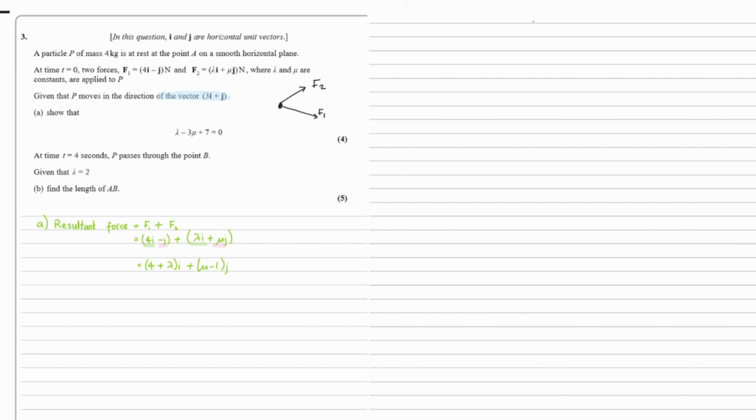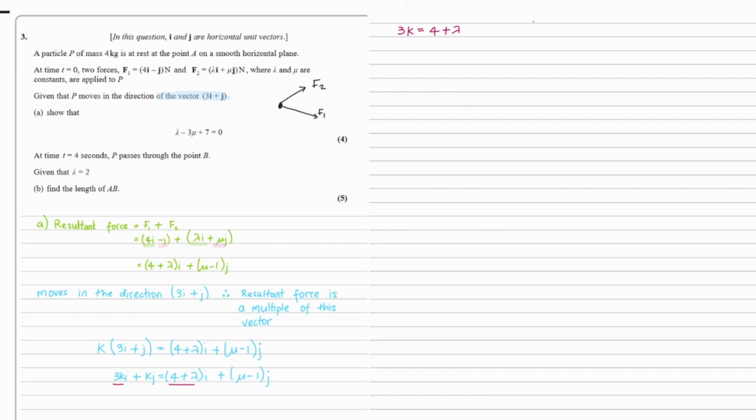Because we're told that P moves in the direction of vector 3i plus j, this means that the resultant force is going to be a multiple of this vector. We can therefore write the multiple as k and then put our 3i plus j, and this should be equal to the resultant force that we found earlier. If we expand this with the k constant, we will have 3ki plus kj is equal to the resultant force. If we now equate the i coefficients, we will have 3k is equal to 4 plus lambda, and if we equate the j coefficients, we will have k is equal to mu minus 1.